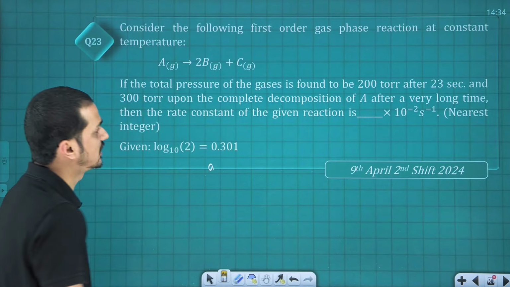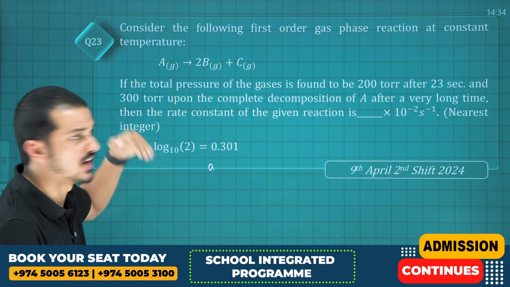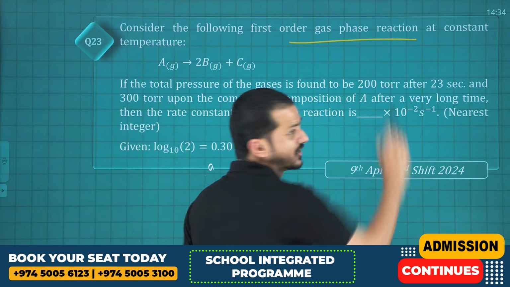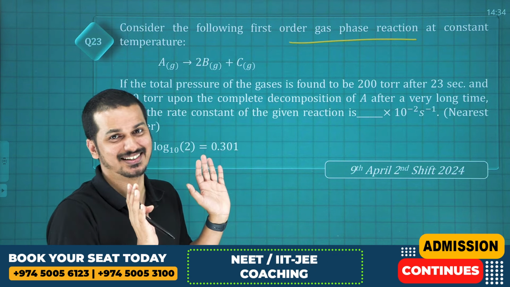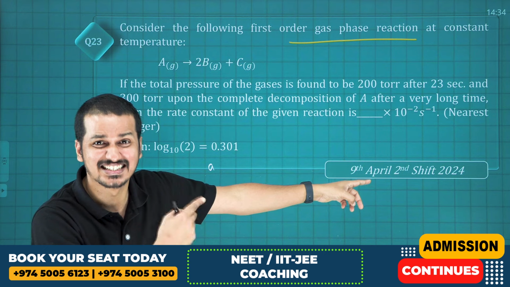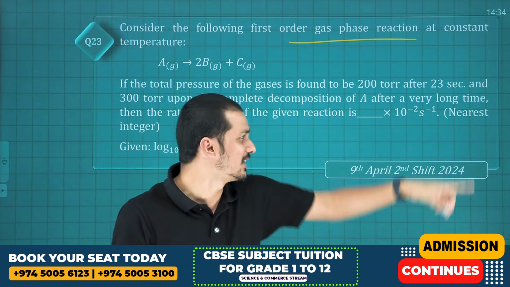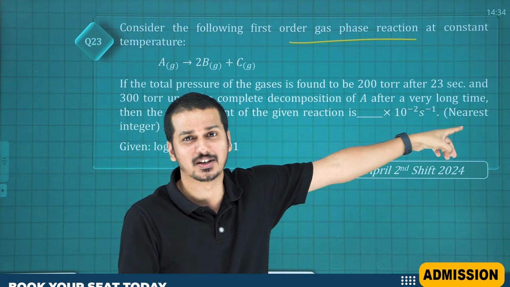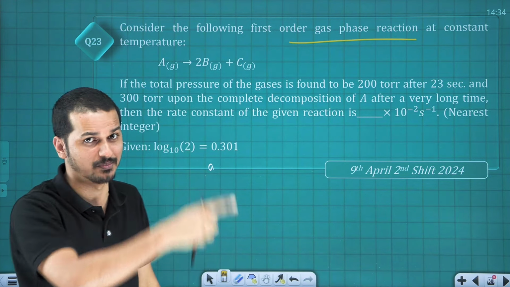This is the next question, the 23rd question. What about the question here? They have given: consider the following first order gas phase reaction. See, you may skip that gas phase, but from there only they are asking questions in 2024. We may have done a lot of questions with concentration, but they were asking from that pressure related area. So be conscious, be careful, go and do maximum questions from that area, okay.